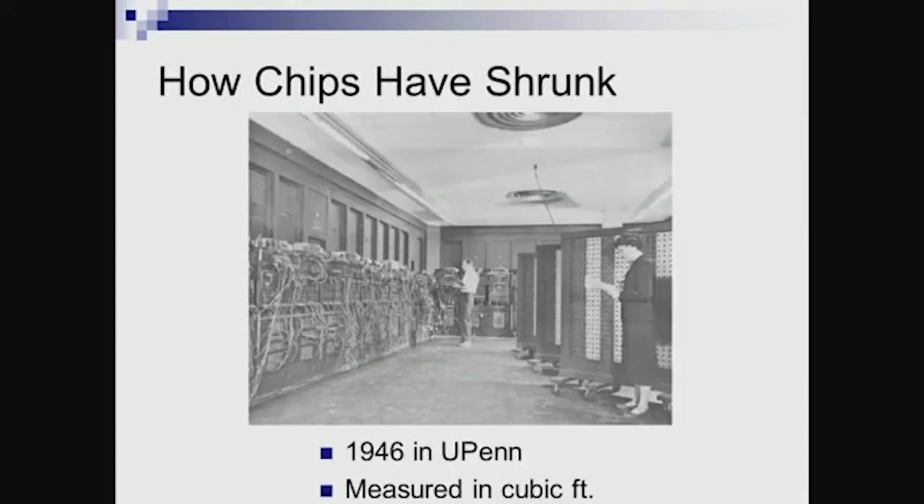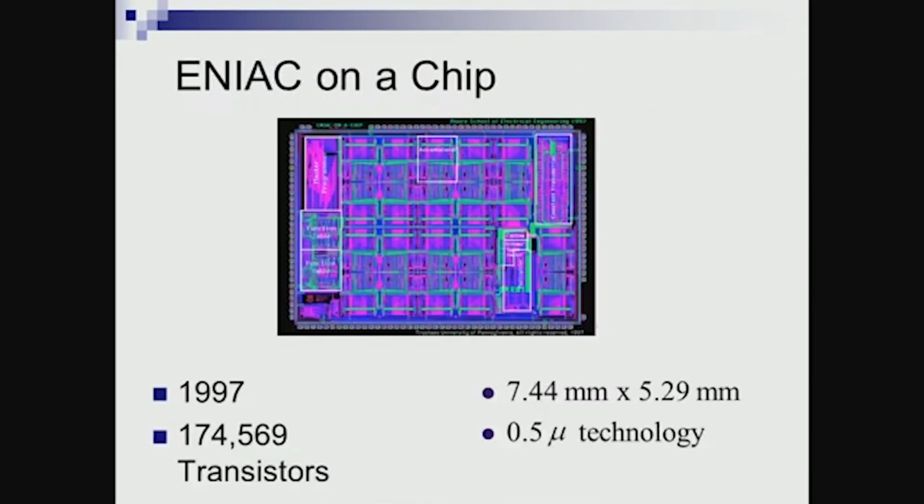It had several vacuum tubes and several connections, a lot of wires running, and the same ENIAC with the same functionality in 1997 was built using 1,74,569 transistors. The size of the chip was 7.44 millimeter by 5.29 millimeter, and it was using a 0.5 micron technology, 0.5 into 10 power minus 6 meter technology.